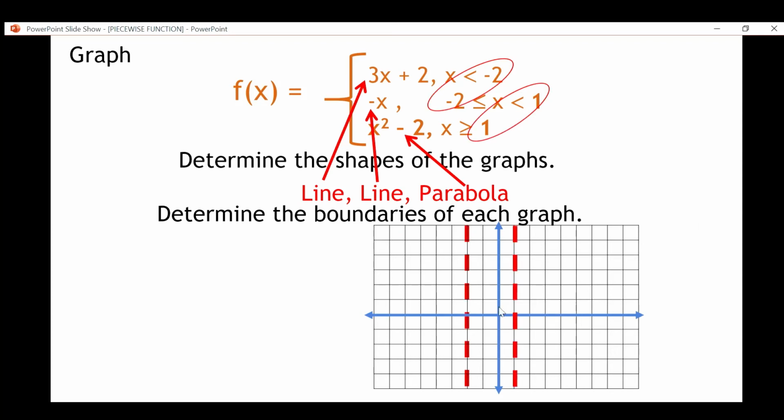Ayan, so hinati yung number line natin dito, yung domain natin, into 3. Wherein, the first part, this one, is x is less than negative 2. And then for this one, x is greater than or equal to negative 2 and x is less than 1, or from negative 2 to 1. So, including dito kay negative 2. Tapos, x is greater than or equal to 1. So, from 1 to positive infinity.